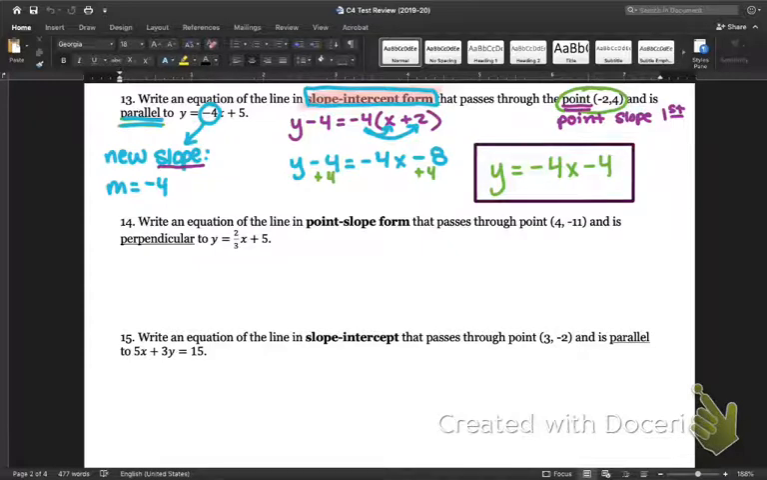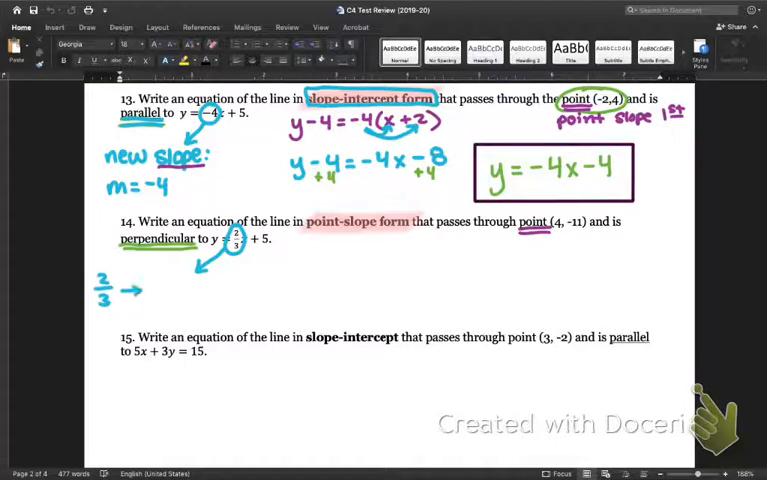Number 14, this time it wants the equation of the line in point-slope form, which is kind of nice because it's a little less work. And we're given a point it goes through and a line it is perpendicular to. All right, so again, we're going to take this line. The only thing we care about with this line, 2/3 x plus 5, is the slope. So we're going to steal that slope, and now we're going to make a perpendicular slope.